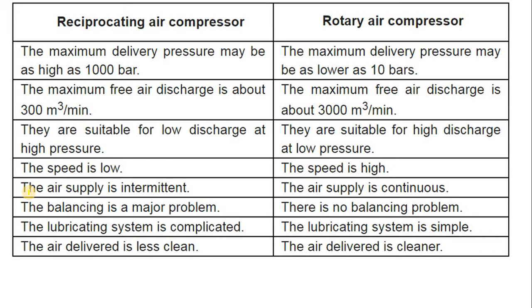As far as balancing is concerned, balancing is a major problem in the case of the reciprocating compressor, because there are so many moving parts. But balancing is very negligible in the case of the rotary air compressor, because a very small number of moving parts are used. The lubrication system is complicated in the case of the reciprocating air compressor, but the lubricating system is very simple in the case of the rotary air compressor.